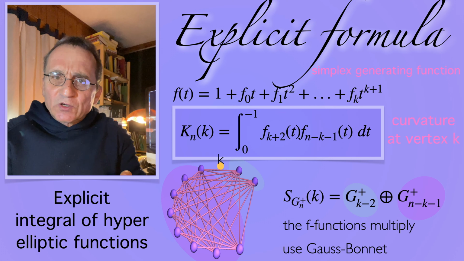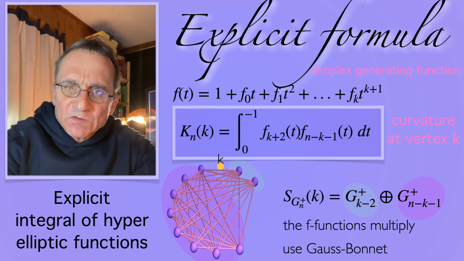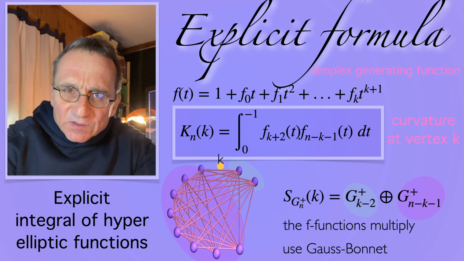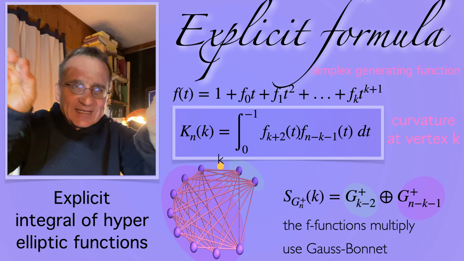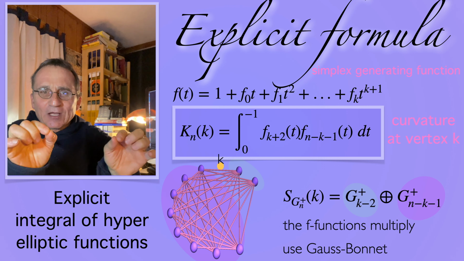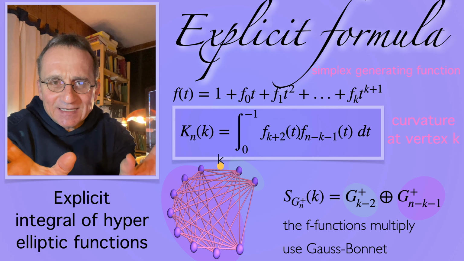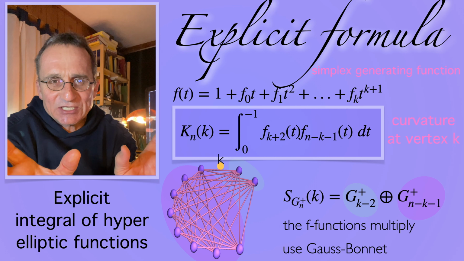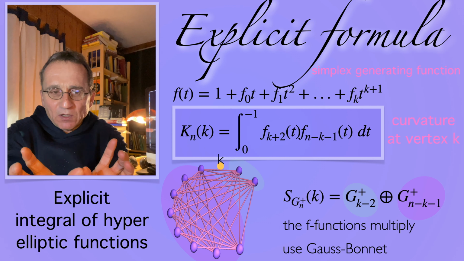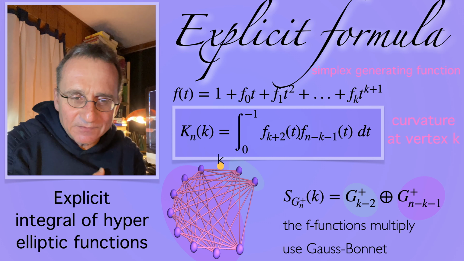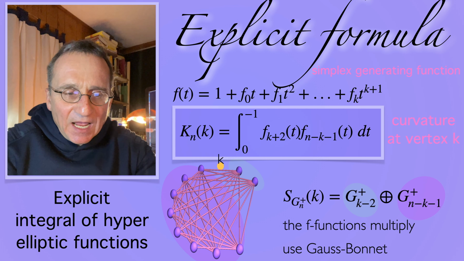So why does this work so well? Because we have explicit formulas for everything. We have explicit formulas for the f functions. We have explicit formulas for the curvature. Because what happens if you take a path graph, right, and you cut it in two? You get two path graphs, and for each path graph we have the simplex generating function, and because they are disjoint in the dual, this becomes the join, and the f functions multiply, and then you take the curvature, which is the antiderivative. So everything is pretty explicit.